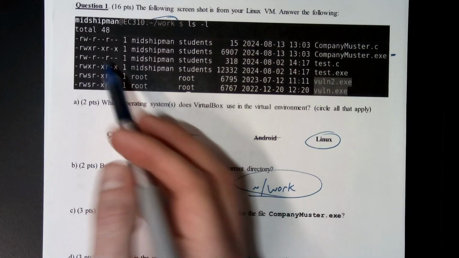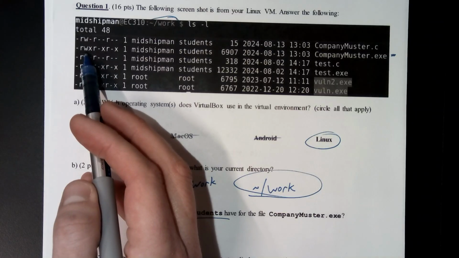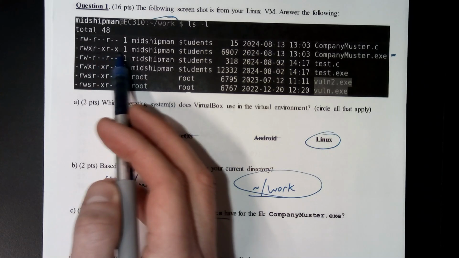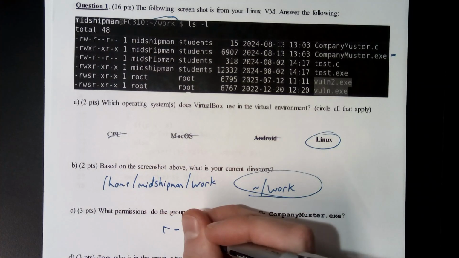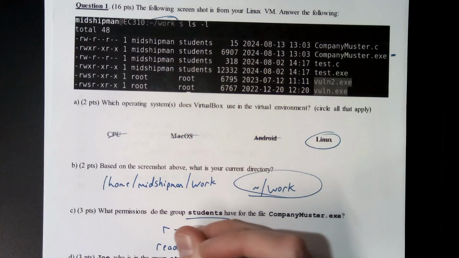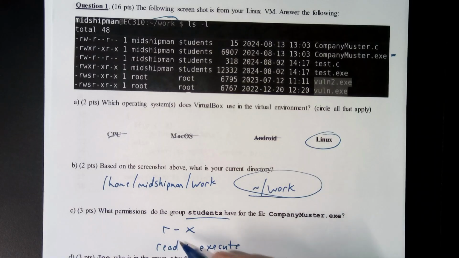When we look at the permission table here, the first group is for the owner, so that's midshipman's permissions. The second set of 3 is for the group, and the third set of 3 is for anyone else. So we see that we have R-X for students, and that would mean read and execute. That's how we parse those out. The middle one that's missing would be write, and so we know that students do not have that permission.